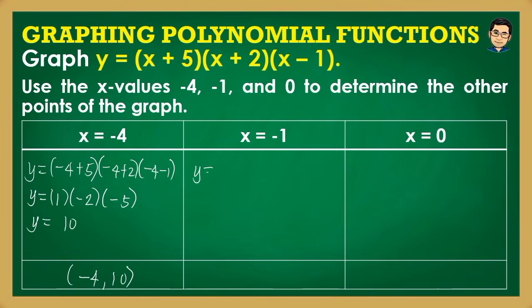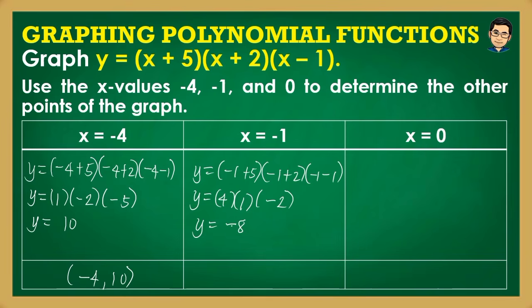Next, x is equal to negative 1. So, magiging y is equal to negative 1 plus 5 times negative 1 plus 2, and then negative 1 minus 1. Next, y is equal to negative 1 plus 5, this is 4. And then negative 1 plus 2, 1. Negative 1 minus 1, negative 2. Then again, multiplying, 4 times 1, 4, times negative 2 is negative 8. So, the value of y is negative 8. Tapos, yung points niya, negative 1, negative 8.